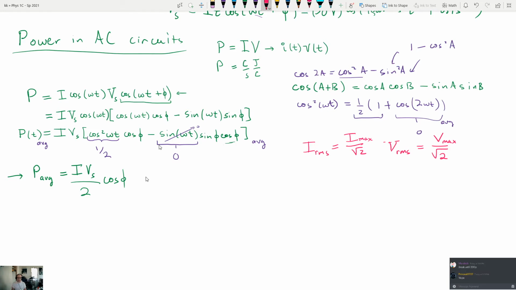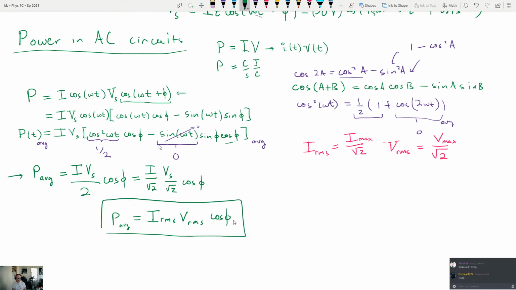Okay. So given that that's the case, we can rearrange this a little bit here. We can say, well, 2 is equal to root 2 times root 2, right? So this is like I over root 2 multiplied by Vs over root 2 cos phi. So we could write this as the average power is equal to IRMS VRMS cosine phi. This is a pretty common way to write this. And this is why we call cosine phi the power factor.